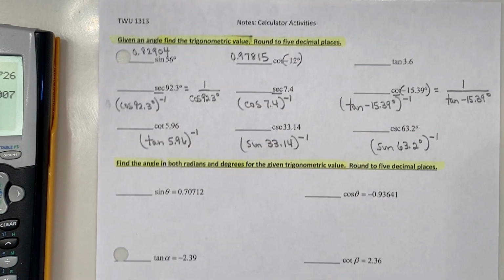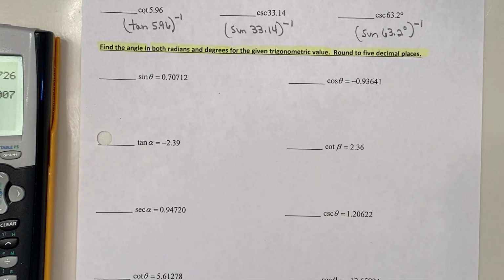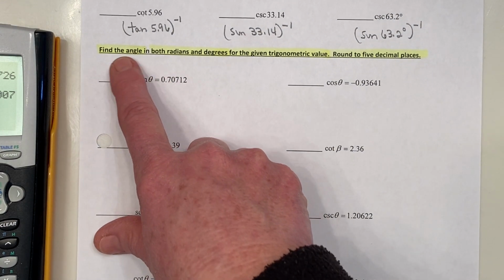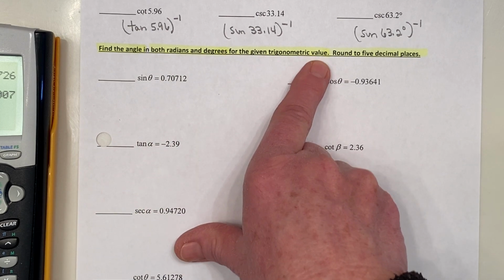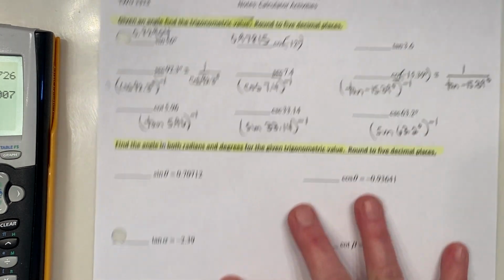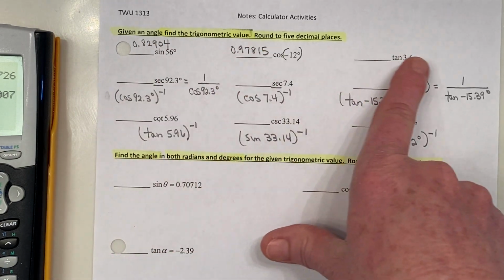But notice what we're doing here. We're doing the inverse. It says find the angle in both radians and degrees for the given trig value. So for this whole set of problems right down here, what we're given are the decimal answers.